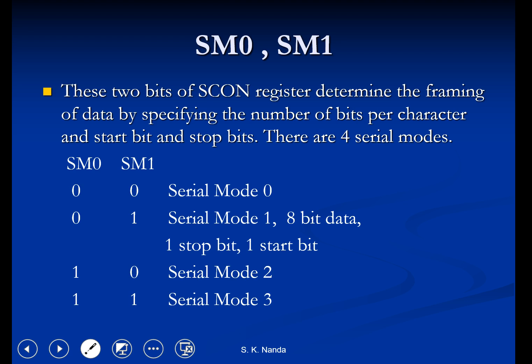These two bits of the SCON register, that is SM0, SM1, determine the framing of data. Like 00 is serial mode 0, 01 is serial mode 1, 10 is serial mode 2, 11 is serial mode 3. By doing this, the number of bits per character and the start and stop bits are recognized. There are a total of 4 modes only.